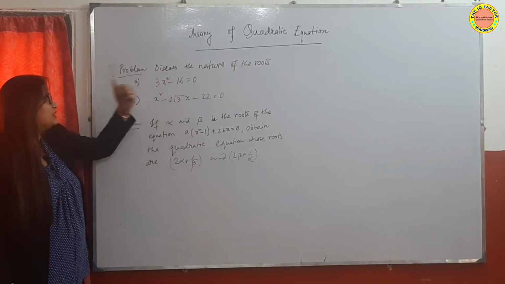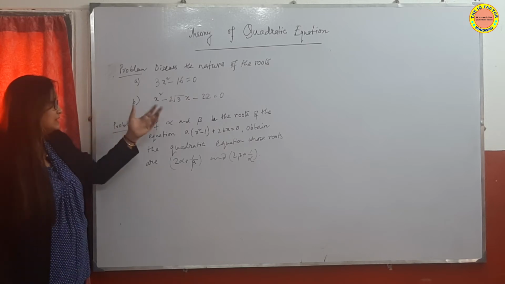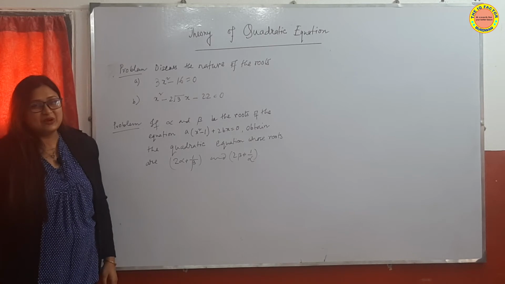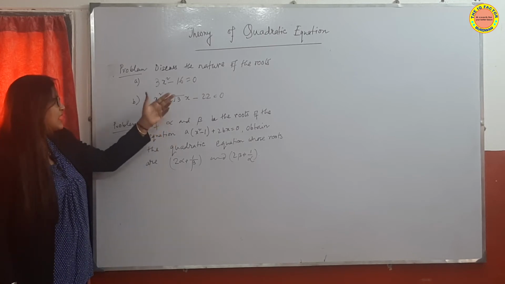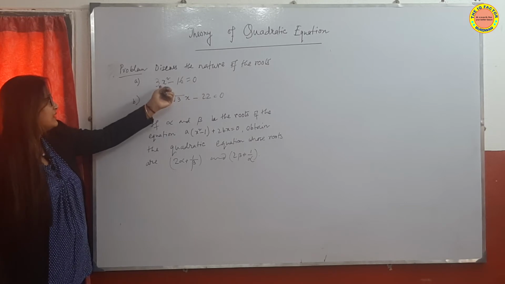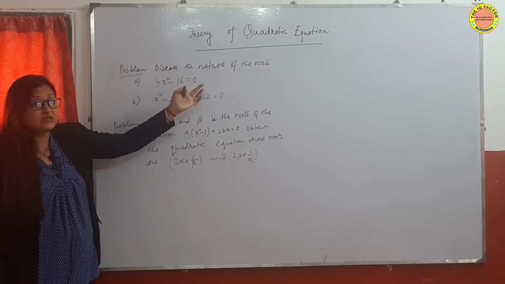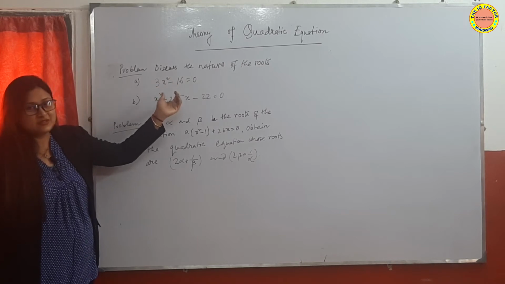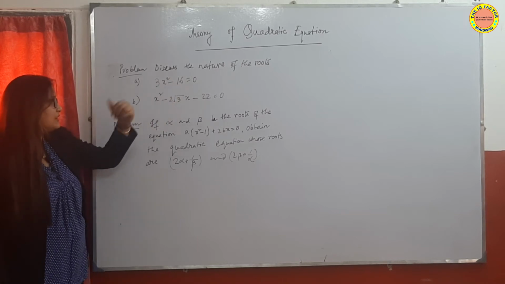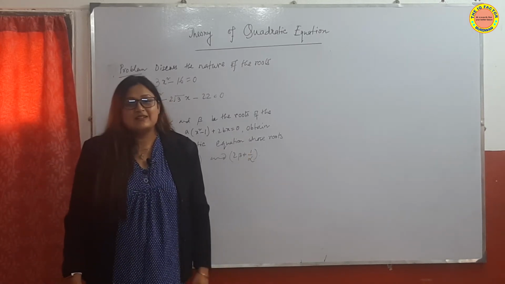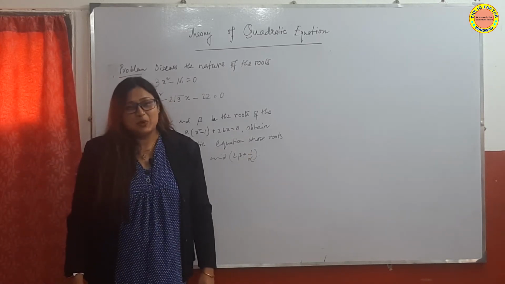Please find out the roots and nature of the roots of those two equations. I can just give you the hint for the first example: here ax square plus bx plus c is equal to 0. The coefficient of x is not given, that means it is 0. So solve those two questions and answer in the comment box.